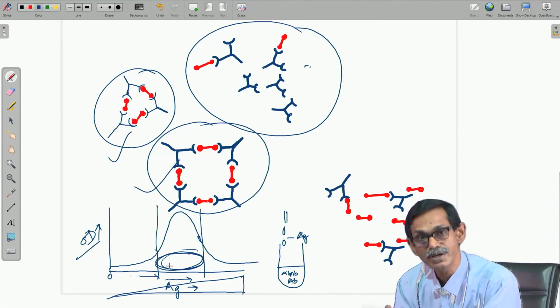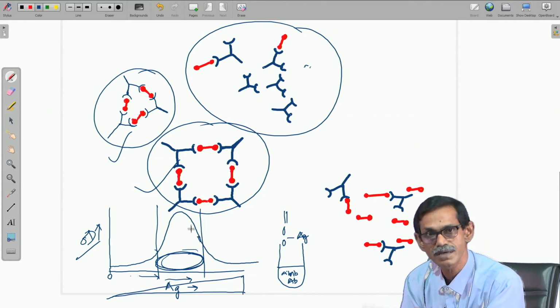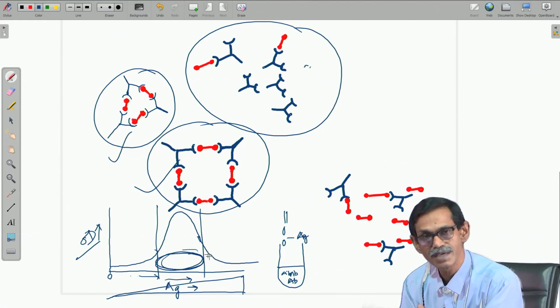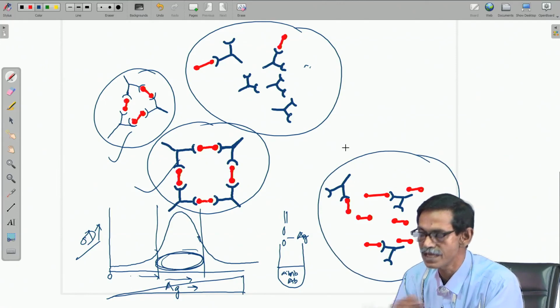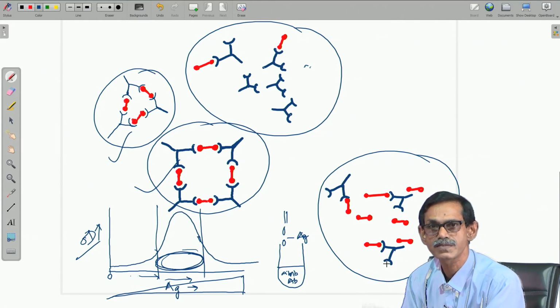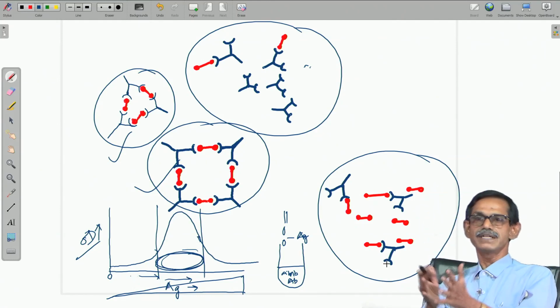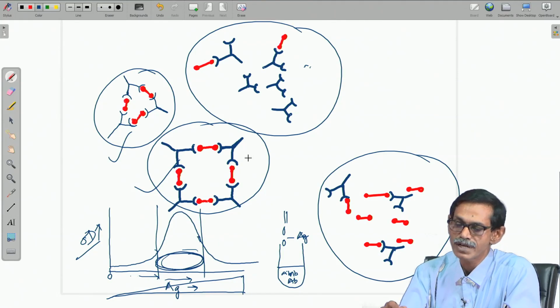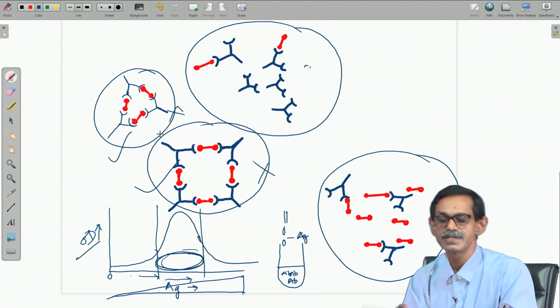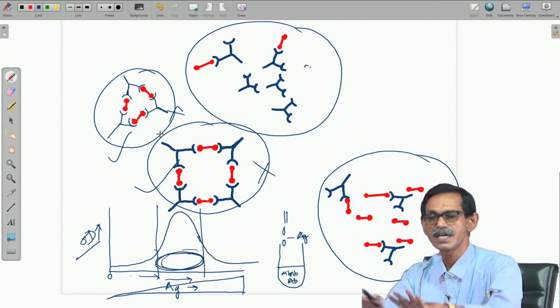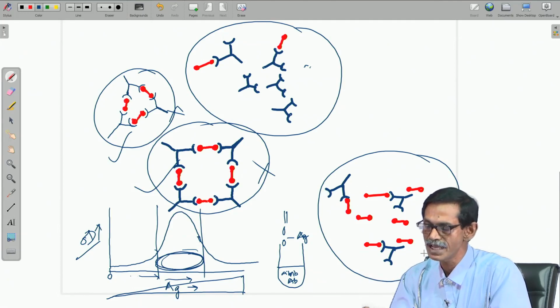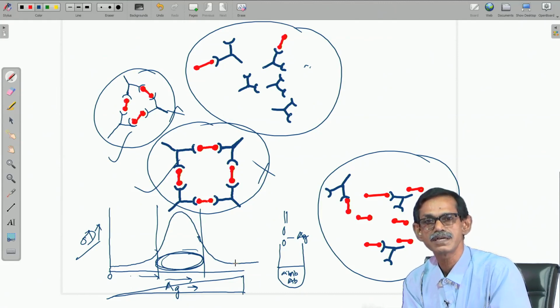Again, if you keep on adding the antigen, what will happen? This is the scenario where the antigen number is much more than your antibody. Again, the antibody will be diluted and you will not have this kind of structure. This kind of structure will break and be diluted, so you will have this kind of distribution, and you lose the precipitation.